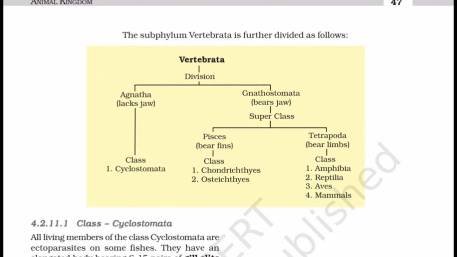Subphylum Vertebrata is further divided as follows. The divisions are Agnatha and Gnathostomata, meaning jawless and jawed. In Agnatha, the class present is Cyclostomata. Gnathostomata, which bears jaws, has superclasses Pisces and Tetrapoda. The Pisces bear fins and the Tetrapoda bear limbs. Under the superclass Pisces, we can see the classes Chondrichthyes and Osteichthyes. Under the superclass Tetrapoda, we can see the classes Amphibia, Reptilia, Aves, and Mammalia.